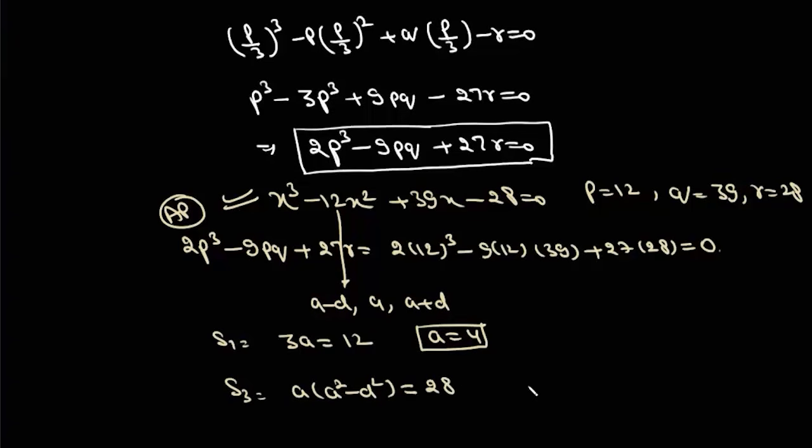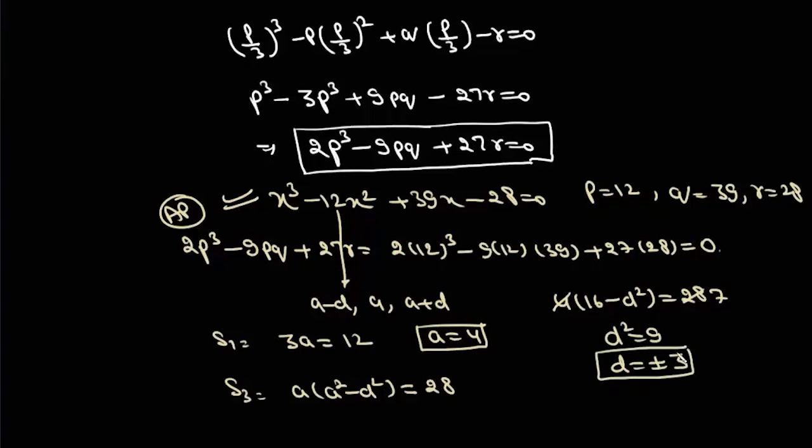Now we put a as 4. So it will be this 4, and then 16 minus d square equals 28. This is 7. So d square is 9. That is value of d is plus or minus 3. So whether we take d as plus 3 or minus 3, we'll end up getting the same result. So a minus d will be 1, a is 4, and a plus d is 7. So the three roots of this equation are 1, 4, and 7.